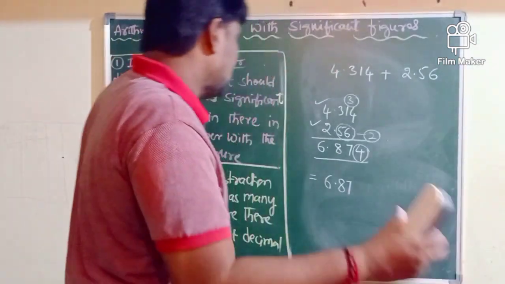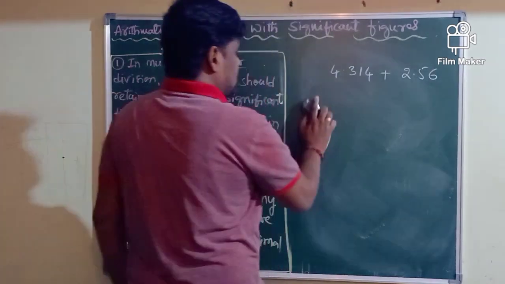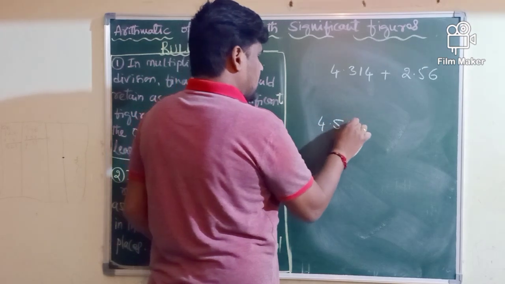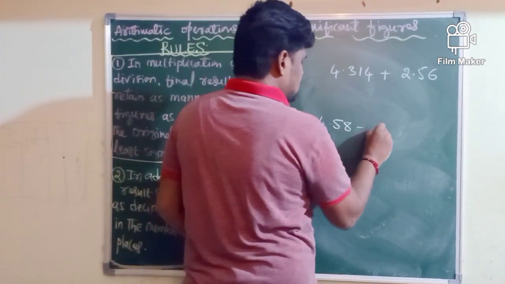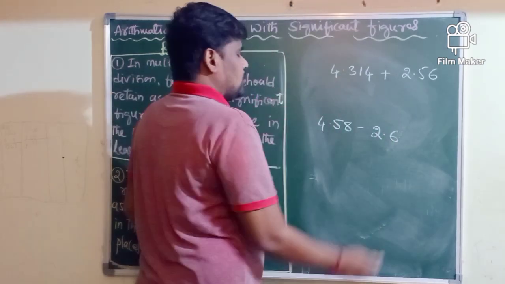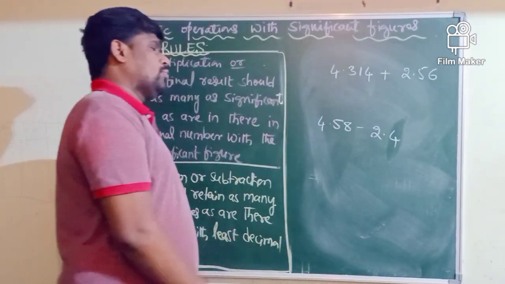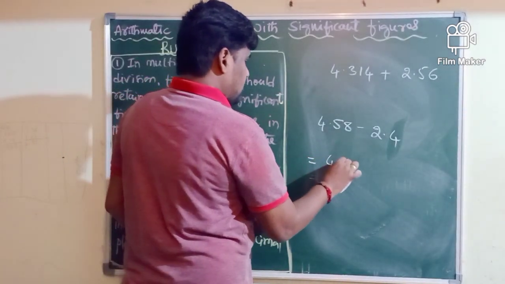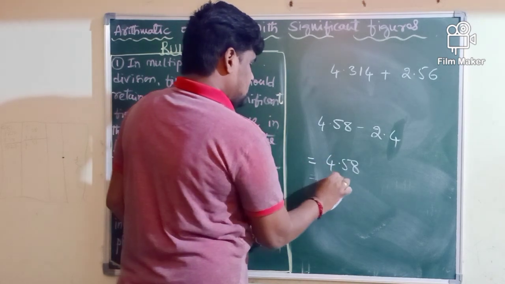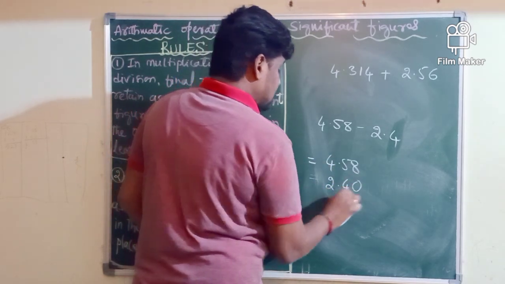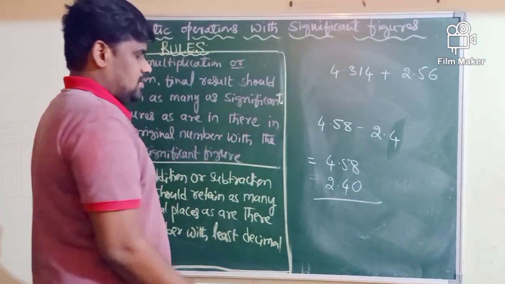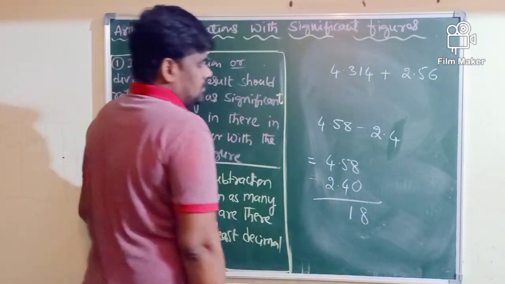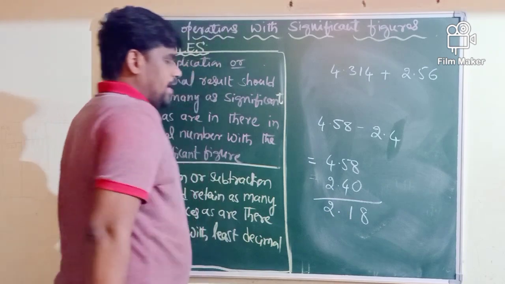Okay, let me take one more example here. Say for example, 4.58 minus 2.4. What should be the result? 4.58, I am subtracting 2.4 here. How to subtract? Then what is your result? 8 here, here it is 1, here it is 2.18.